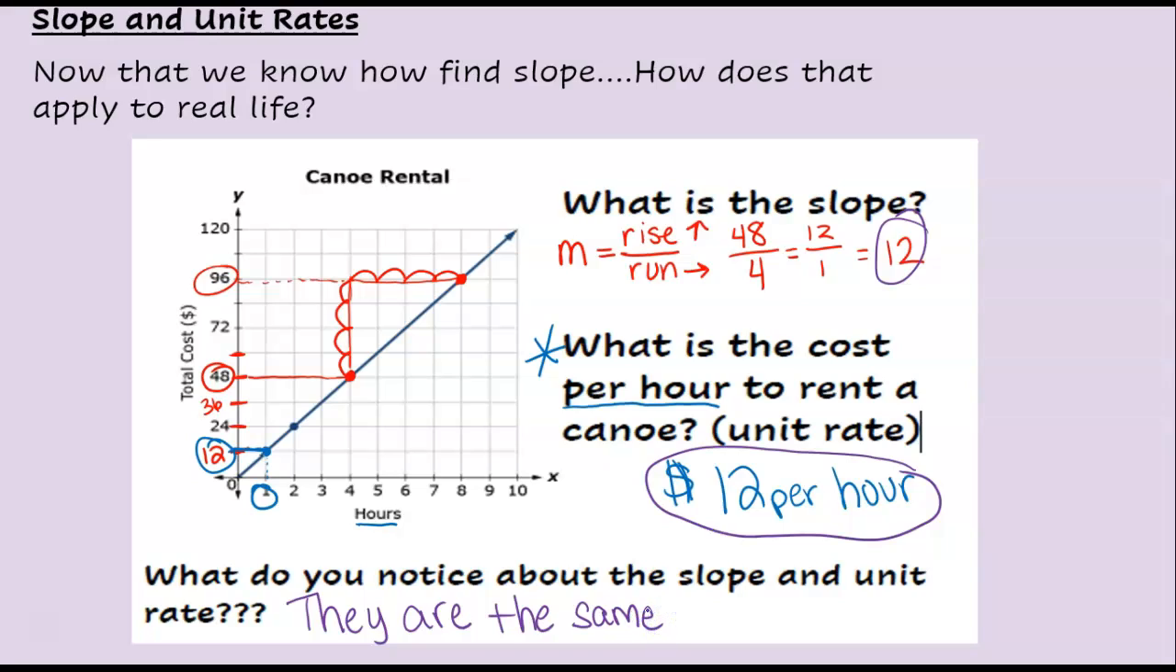They are the same. And that's what's really cool about proportional relationships. If your graph goes through the origin, your unit rate will always be the same as your slope. Your slope will always be the same as your unit rate. Because if it's the cost for 1, it has to be that same rate for 2, 3, 4, and 5. It's constant, right?